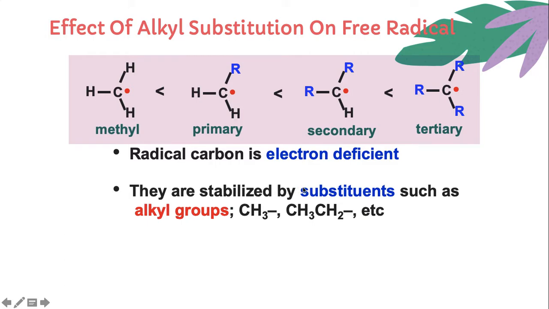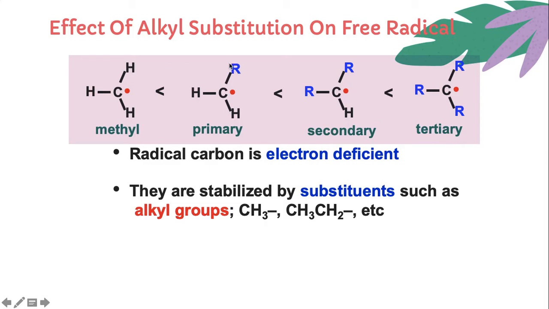They are stabilized by substituents such as the alkyl group. If you compare hydrogen and carbon, this R is carbon attached to carbon. Carbon is more electronegative than hydrogen, so it holds electron more. This carbon holds electron as well, but it has more electron, because hydrogen only has 1 electron.